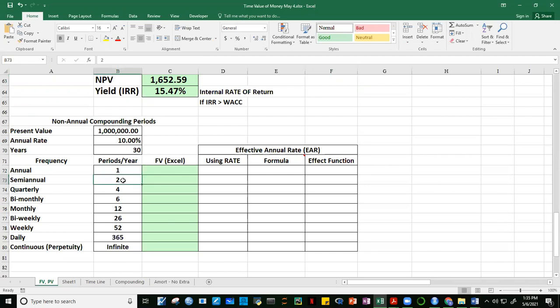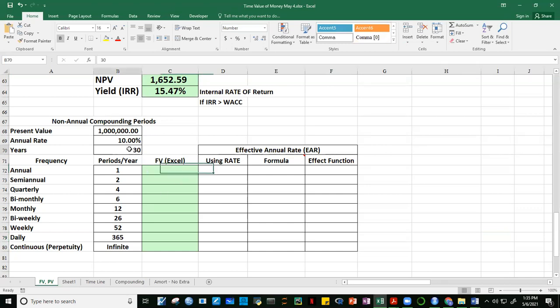Minsan, the interest could be computed twice a year, so semi-annual. Minsan, 4 times a year, quarterly, bi-monthly, monthly, which means 12 times kino-compute yung interest, or bi-weekly, weekly, and even daily. And there's even such a thing as continuous compounding, perpetuity. Okay, so the exercise here, guys, is to determine kung magkano yung magiging future value natin.